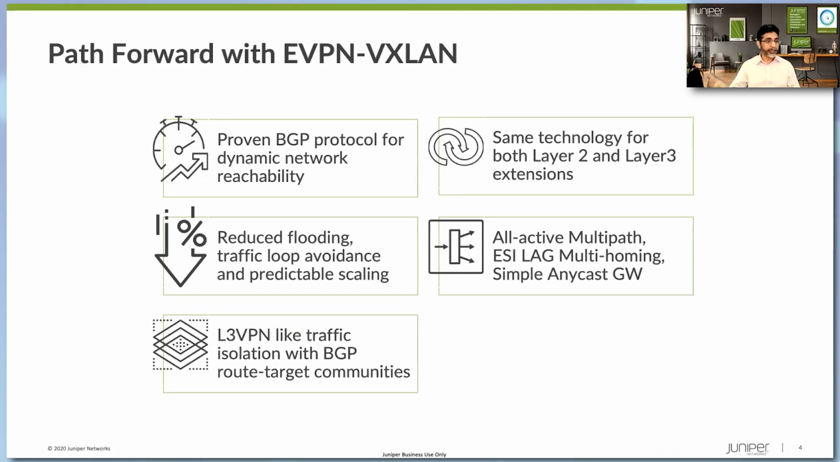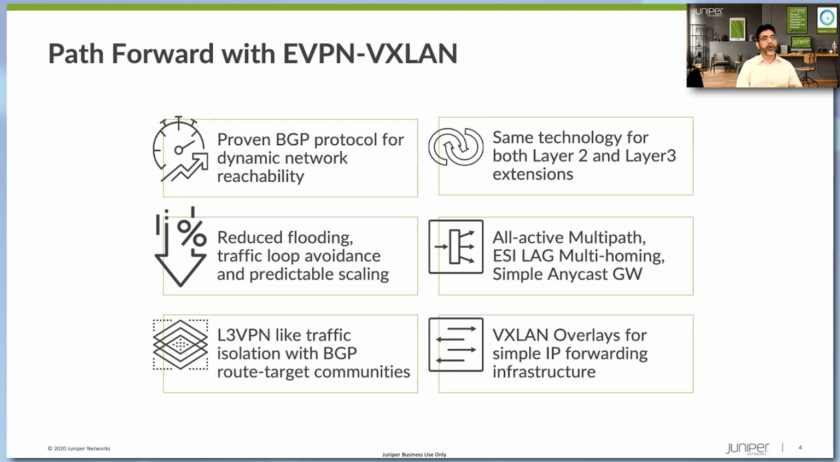And it also meets your requirement of traffic isolation. Now you can use L3 VPN-like isolation using the same BGP route target communities, and it's very easy to forward traffic through firewalls using the same mechanism. So you get your secure communication, and using a VXLAN overlay, which is a simple IP UDP packet, you can now use simple IP forwarding infrastructure on your spines or cores, and your intelligence lies on your edge switches that take care of all the EVPN functionality.